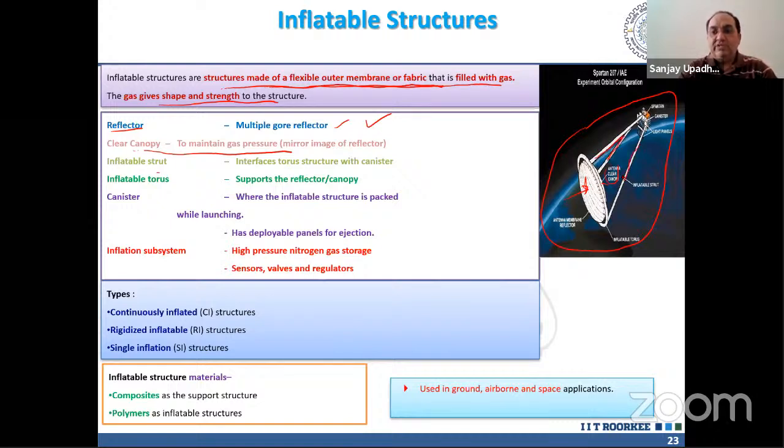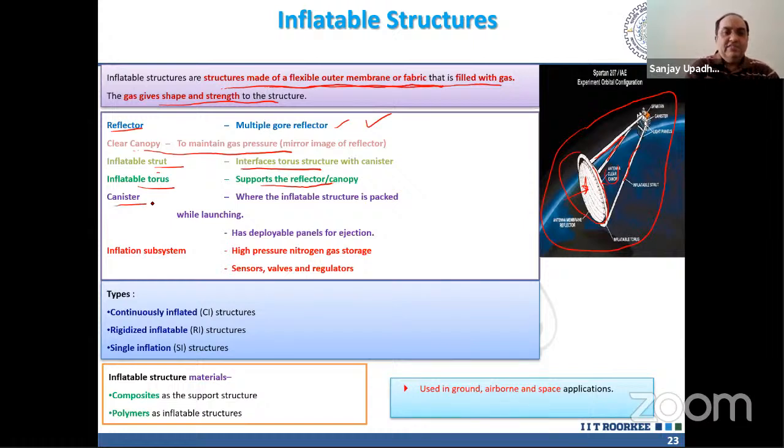Okay, this one is the inflatable struts. When it is inflated, the gas will pass through this inflatable strut, then the torus, and then the reflector. So inflatable strut, then inflatable torus, this ring part. I will show the components one by one because we have studied all these parts. The inflatable torus supports the reflector canopy.